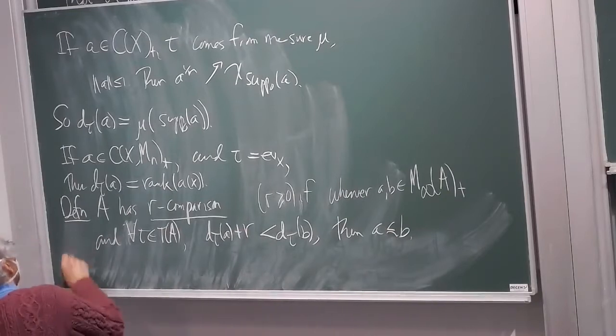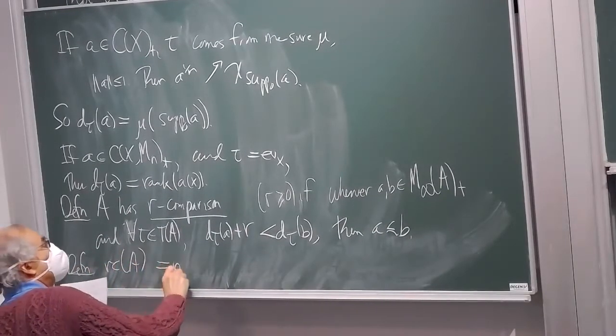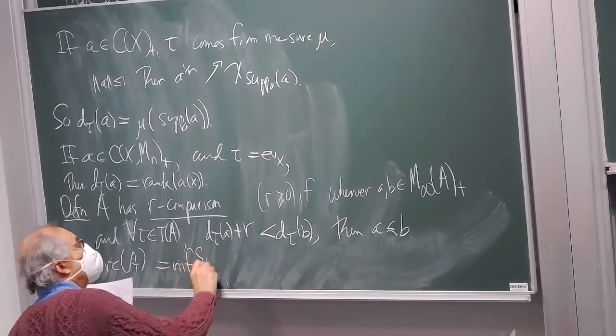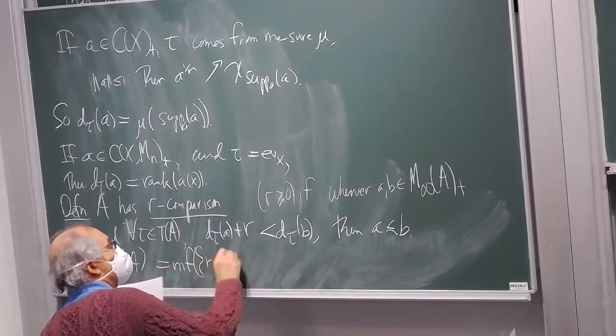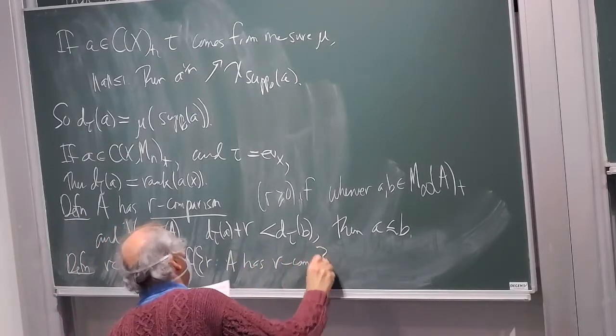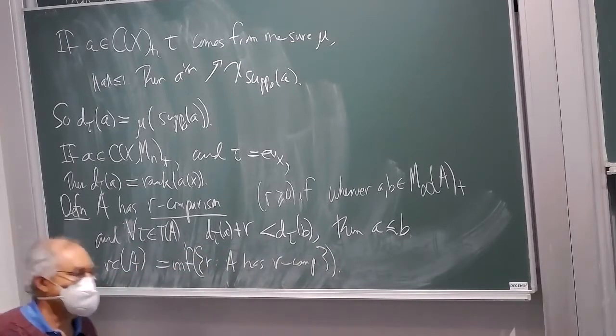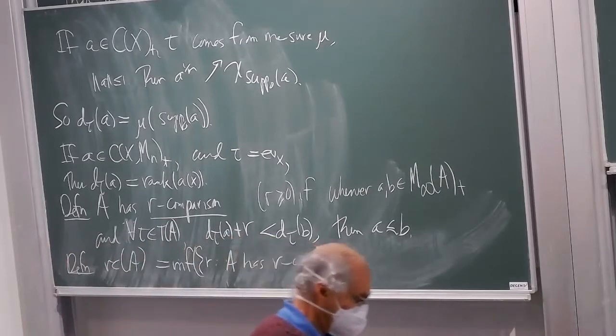In that definition, the radius of comparison of A is the infimum of the set of r such that A has r-comparison. If it's simple, then it's just the least r which works there. Otherwise, it's not so clear.